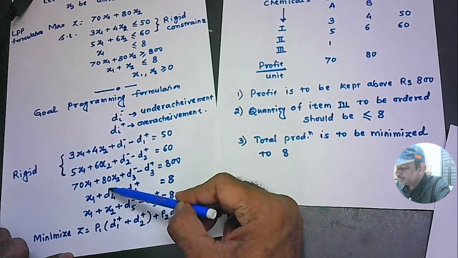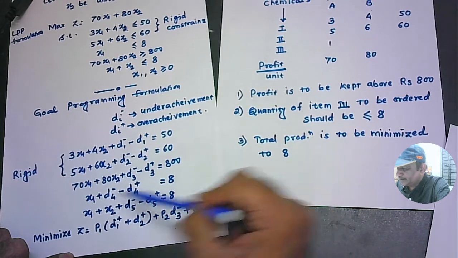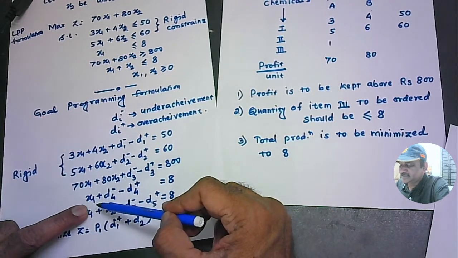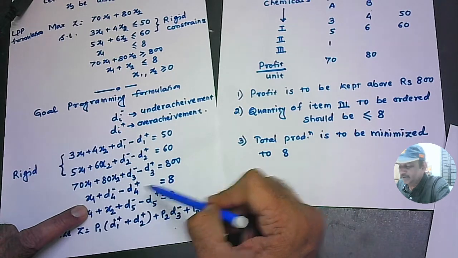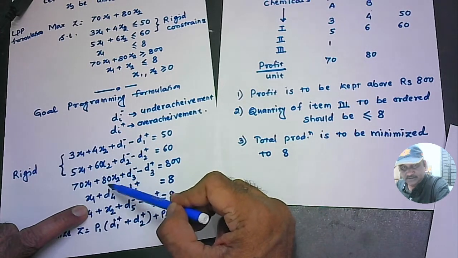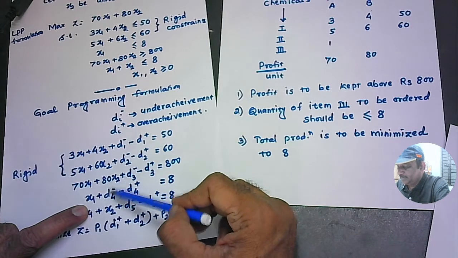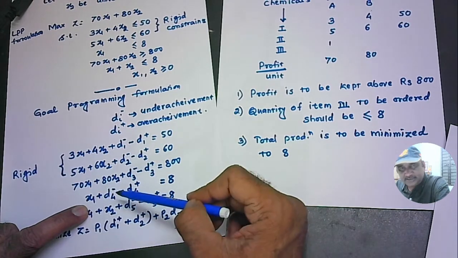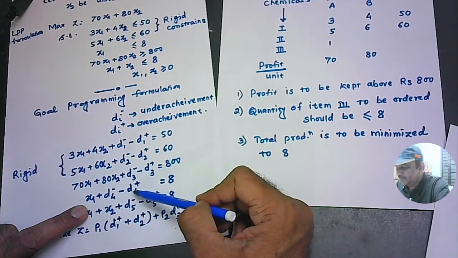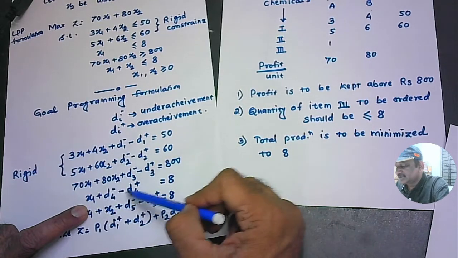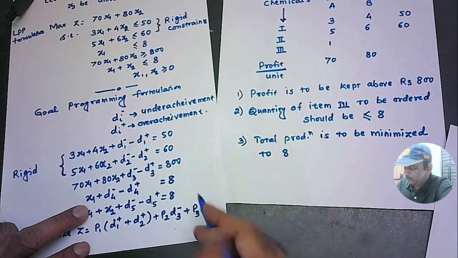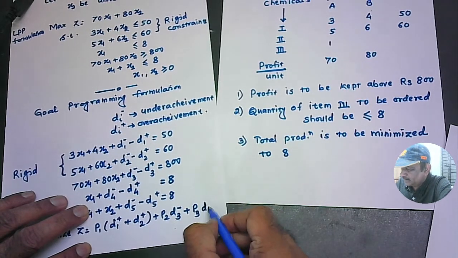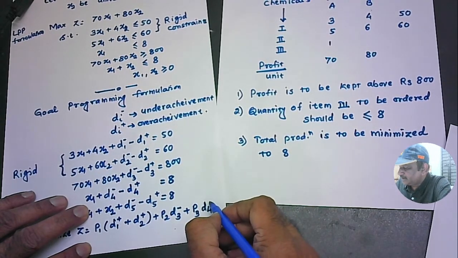Now, D4. If you want to keep this as little as possible relative to A, this will be more, and we want that. We want this to be more, but it should never go more than 8. We want to minimize D4 plus.